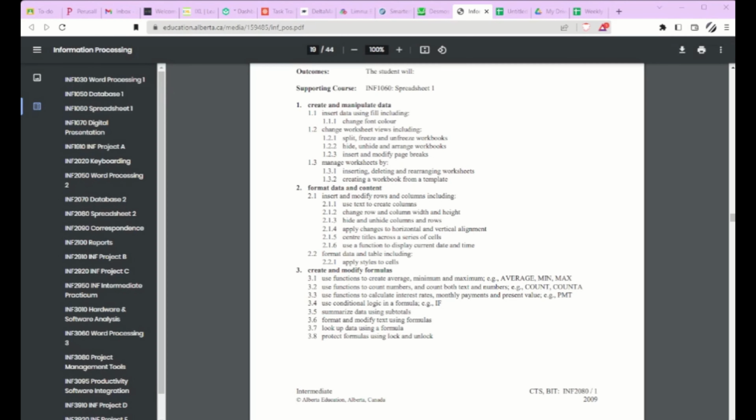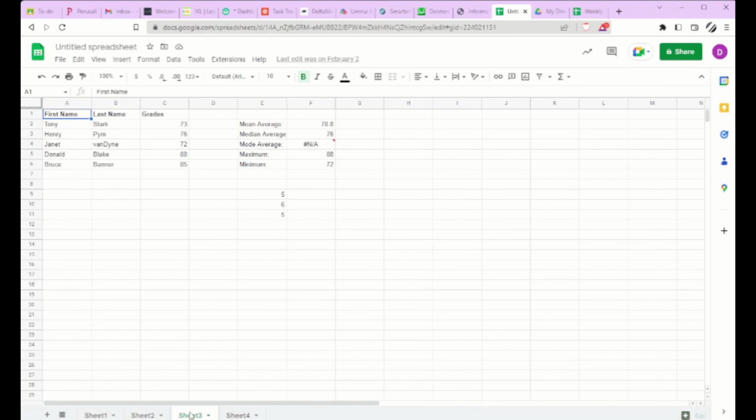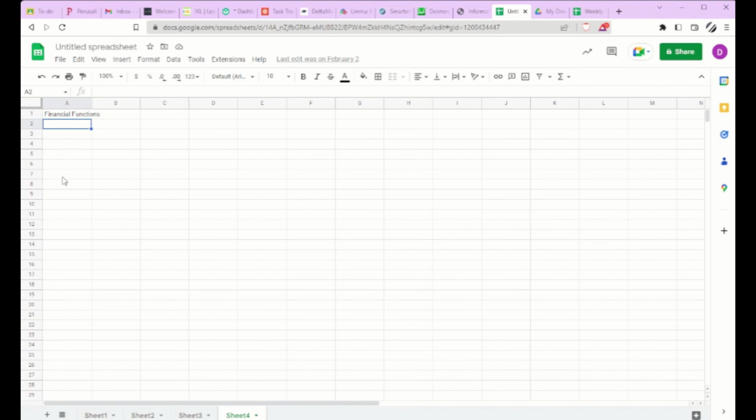We are looking at topic 3.3, using functions to calculate interest rates, monthly payments, and present values, such as the payment function. So these are all in the financing section. So let's come to our sample spreadsheet and look at our financial functions.